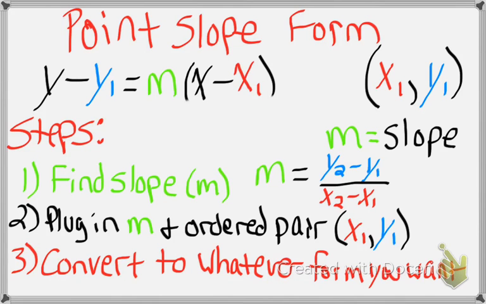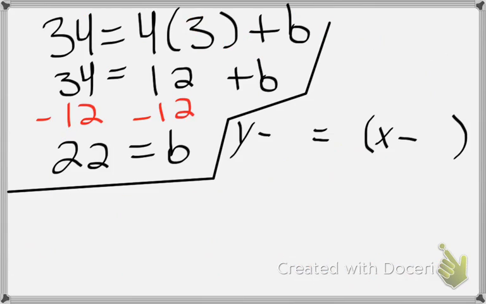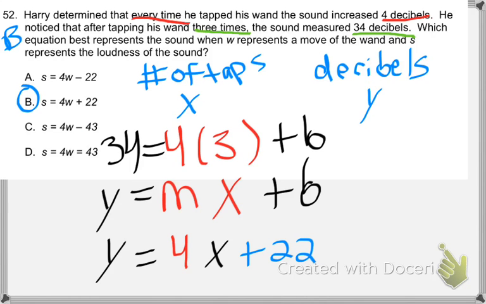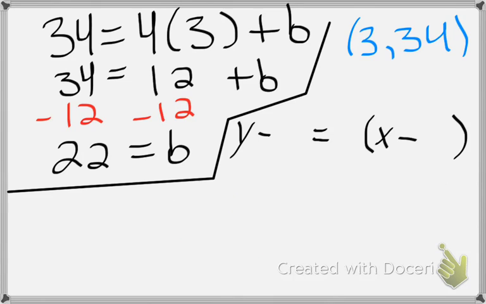Normally, I would start by putting what we know into point-slope form. So y minus y1. Well, our ordered pair is 3 taps resulted in 34 decibels. Let me confirm that. 3 taps, 34 decibels, yes. So our y value is 34. Our x value is 3. Well, we already know, remember, our slope was 4 decibels every tap. So this would be our equation in point-slope form. This is the way we normally would have talked about it.